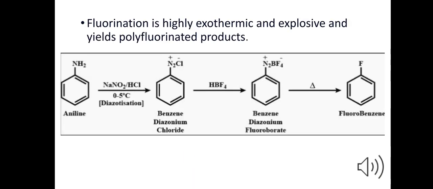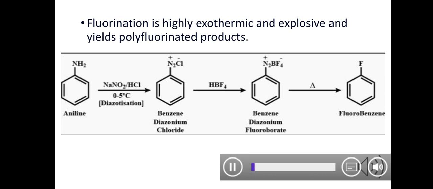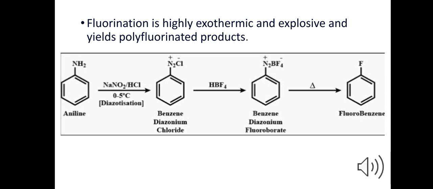So why do we use the diazonium? The other reason is that some specific reactions like fluorination are highly exothermic and explosive, and also there is the possibility of polyfluorinated products. So we use the aniline molecule and diazotize it at 0 to 5 degree centigrade temperature. Then benzene diazonium chloride is formed. When it is treated with HBF4, benzene diazonium fluoroborate is formed. When it is heated, it is converted into fluorobenzene and the stable nitrogen molecule is released.